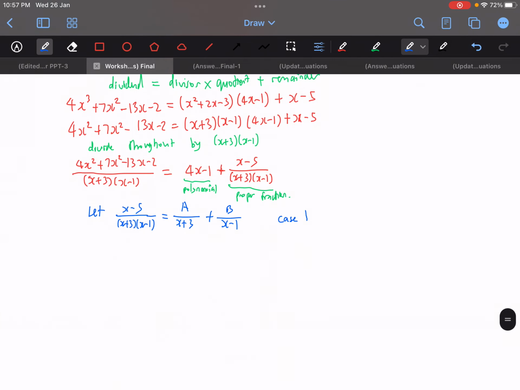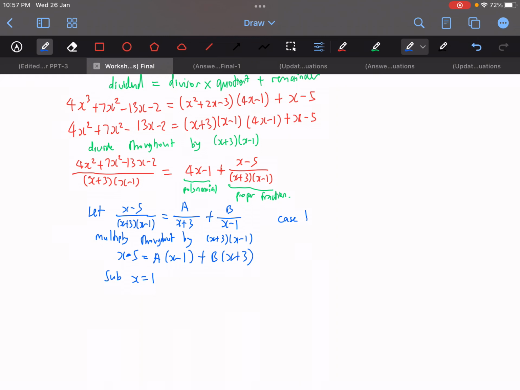So remember, we multiply throughout by the denominator. Then we have x minus 5 equals a times x minus 1 plus b times x plus 3. Once you have this, then same thing, remember we look at how we can get rid of one of the variables. So you can get rid of a by subbing x equals 1.